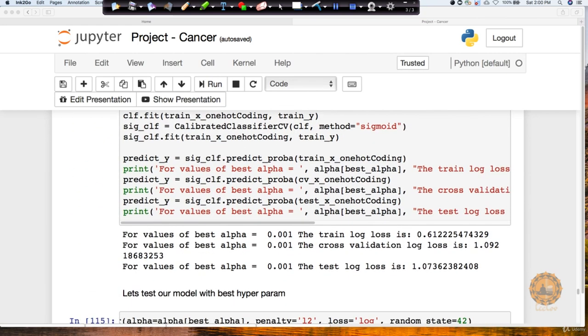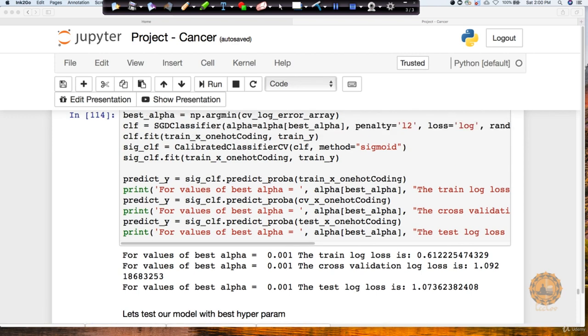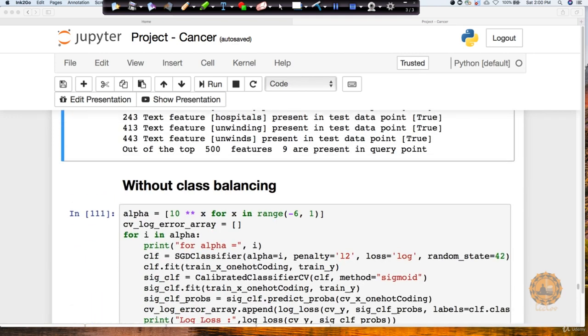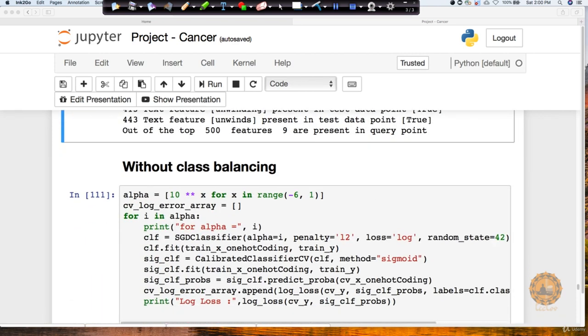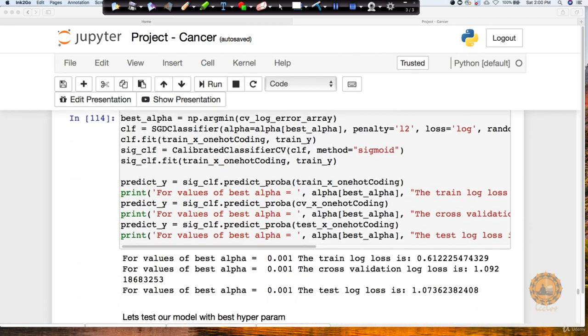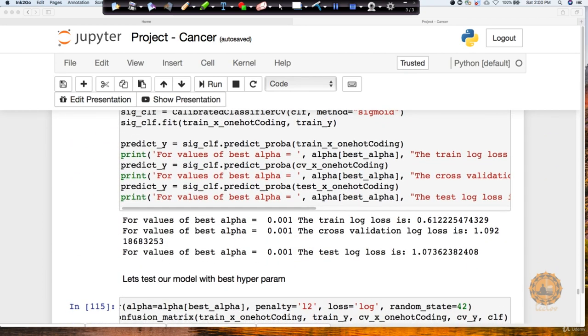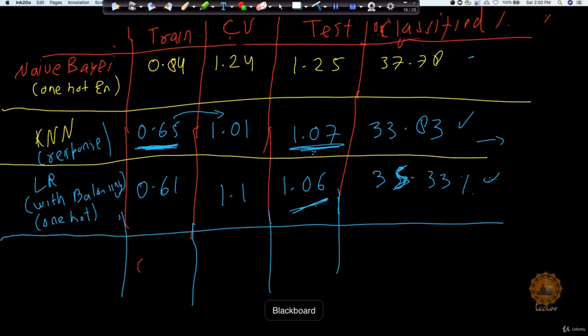And then we have computed again our train loss. And if you look at this, we are nowhere using the balancing part here. So the balancing is not true in this case. So in this case, we are getting the train loss as 0.61. So let's note that down. It's going to be 0.61, which is the same. And this is for LR without balancing. And again we are going with one hot encoder itself.